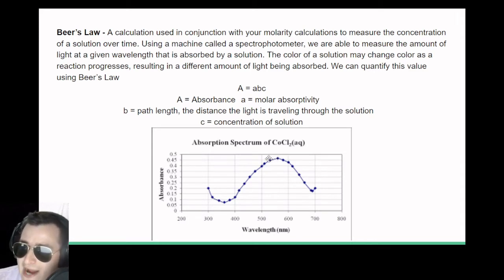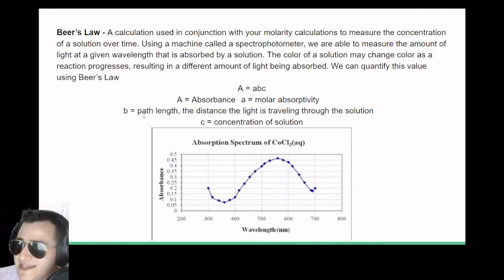So if I wanted to track any calculations with Beer's Law associated with this solution of CoCl2, then I would go to the peak here, which is about 550 nanometers or so, which will appear a little bit later on. But the equation is very simple. A is equal to absorbance. That's what we see on the y-axis here. Epsilon is a constant, molar absorptivity, and that's something we're going to be able to devise based on this chart here.